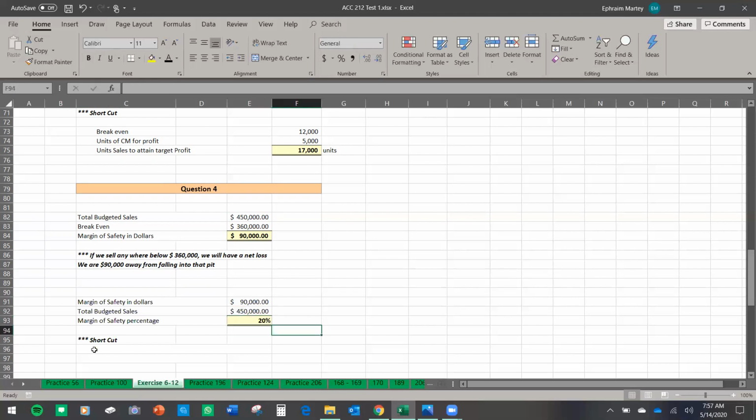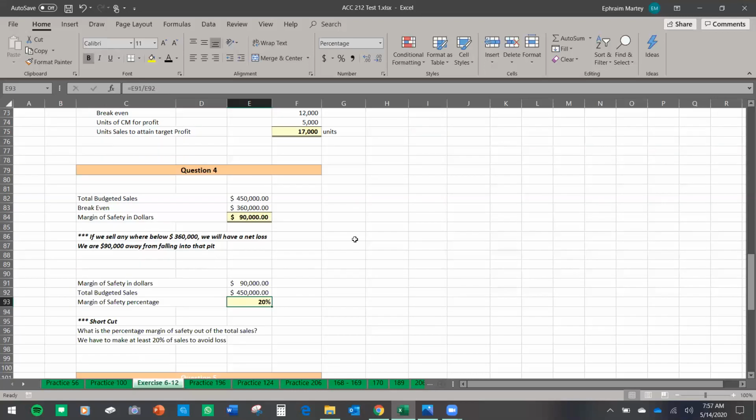So we are at 20%. In order to avoid loss, we need to sell at least 20% of our sales. So when your salesmen go out, you have to enforce them to sell at least 20%, else you have a loss and your company will go to ditch. So number 5, we are almost done with this one.